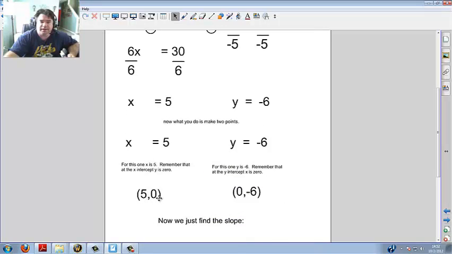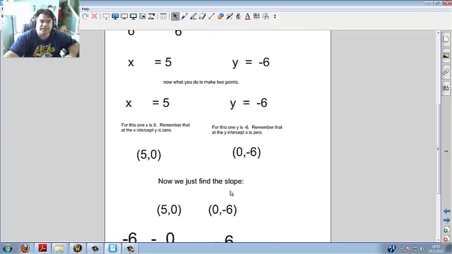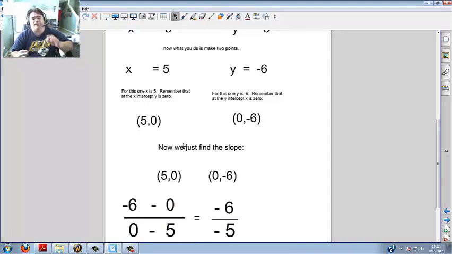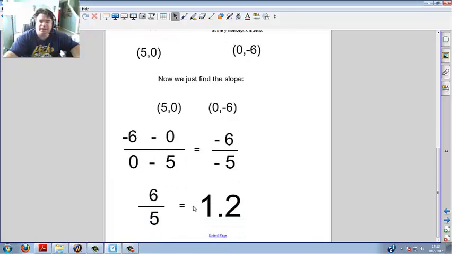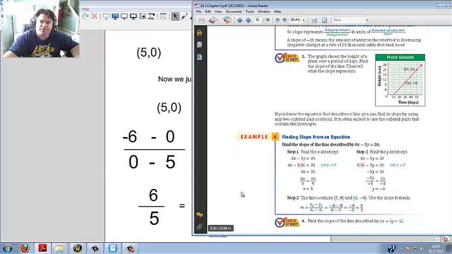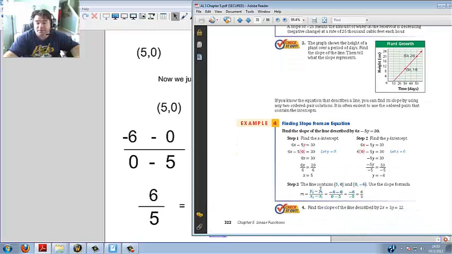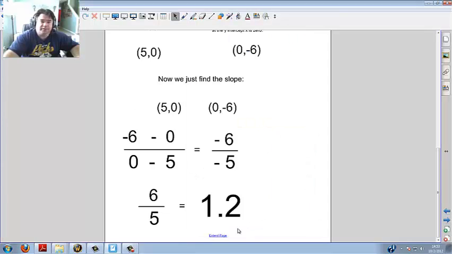Now I have these 2 points: 5 comma 0, because when x equals 5, y equals 0, and when y equals negative 6, x equals 0. So now we can just find the slope. You might say, wait a minute, how am I going to find the slope off this? Well, basically, negative 6 minus 0 is negative 6, 0 minus 5 is negative 5, I get 1.2. Take a look at the book, you see the same thing. They did it a little differently because they had negative 6 minus 0 and 0 minus 5. Makes no difference though. Either way, 1.2 is my slope, or 6/5, whichever you prefer.